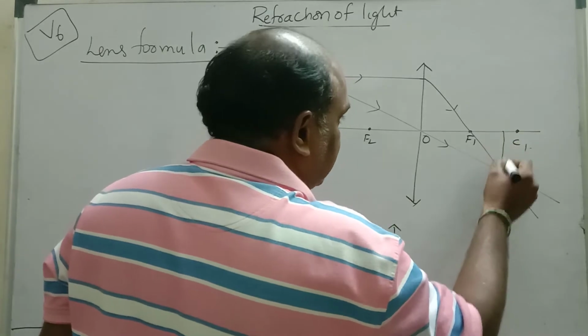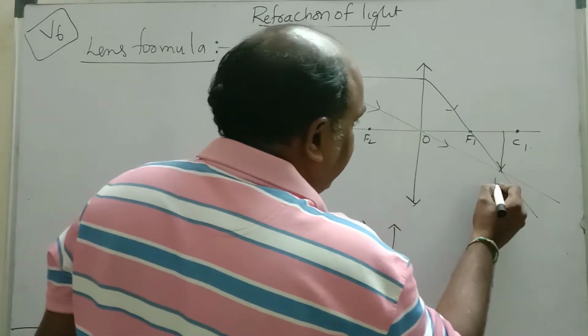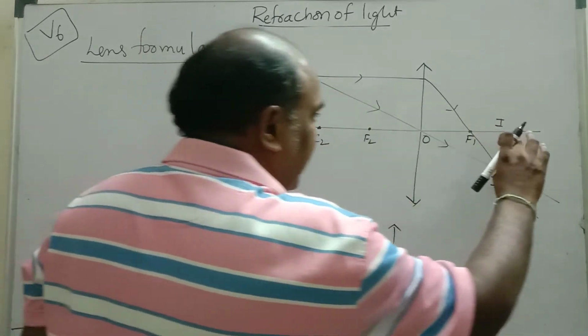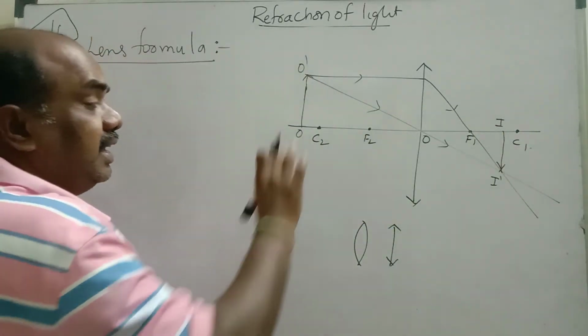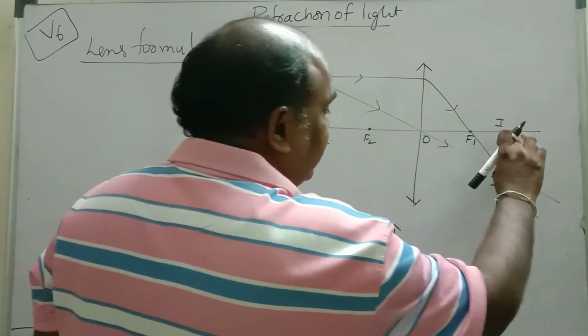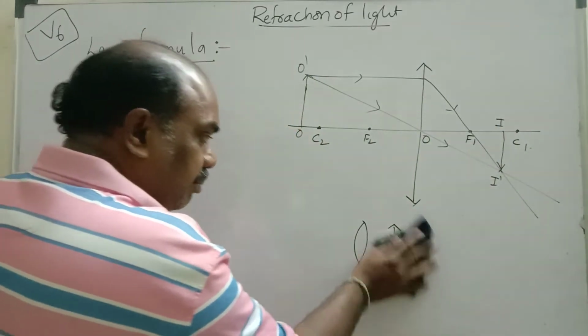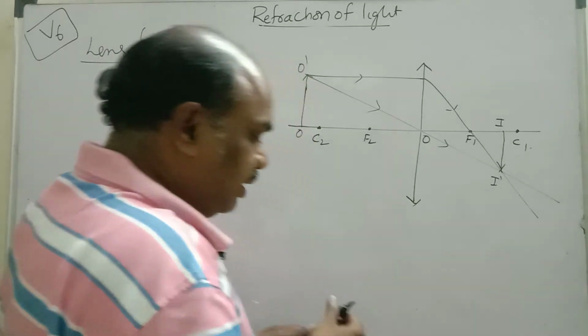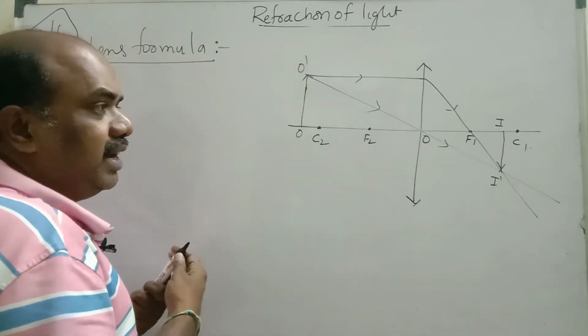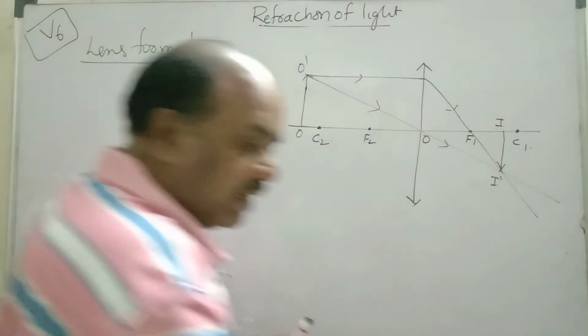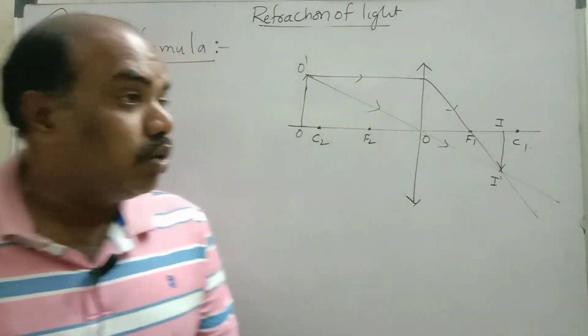Here the image forms. Image O dash becomes I dash. O becomes I. This is O dash. This is I dash. Here object size is more and image size is less. Real inverted diminished image. We know that if object is placed beyond the center of curvature, real inverted diminished image is formed. That we know very well. Even if you have any doubts, see the separate video I did. You go through that video.